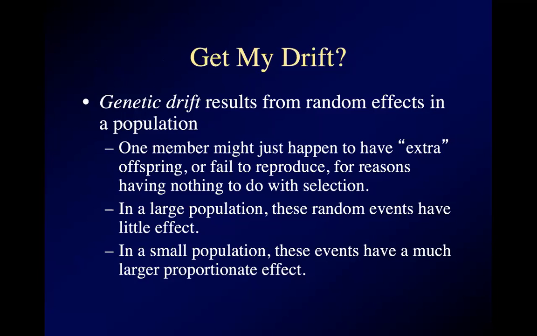I said way back that populations had to be large to be in Hardy-Weinberg equilibrium, and I was kind of vague about what exactly I meant by large. Now we can get at this a little bit more rigorously. Random effects in a population cause allele frequencies to fluctuate, a phenomenon called genetic drift.